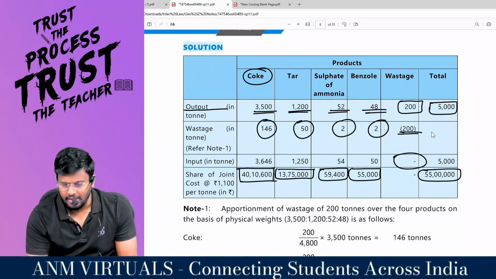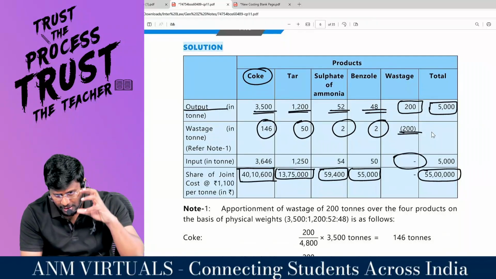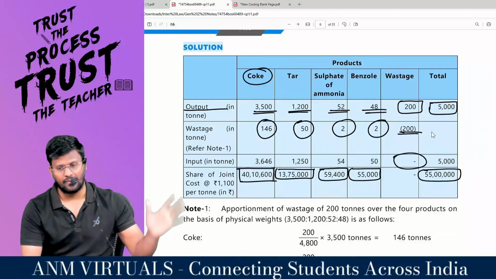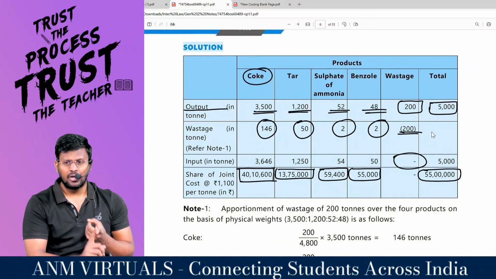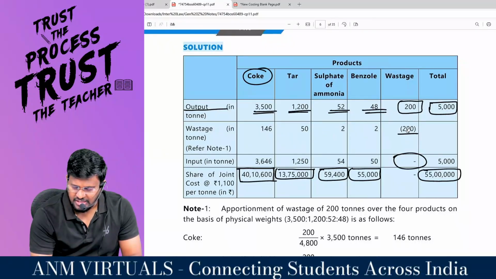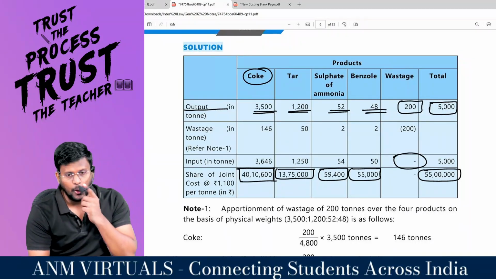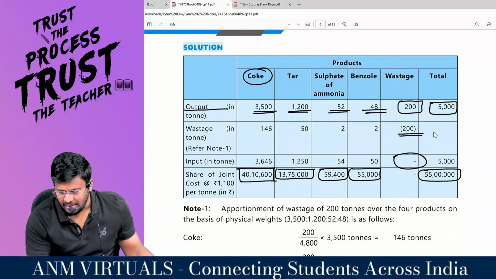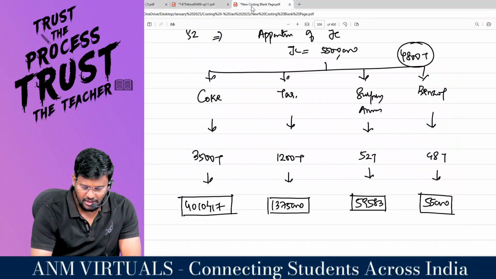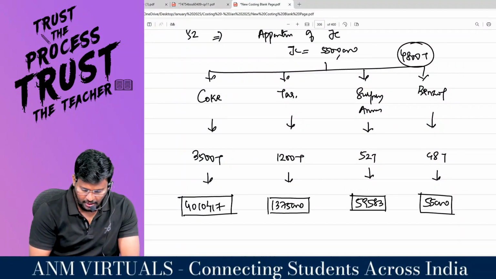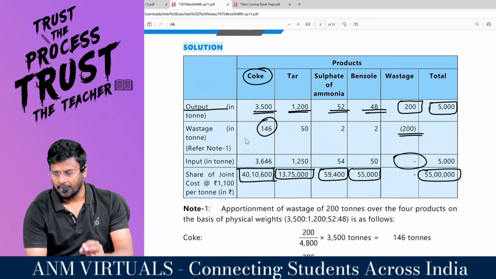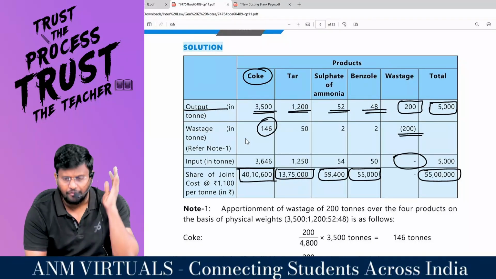Because 200 is waste. 200 is the total waste, not the waste for one particular output. Within this there will be waste of coke, waste of tar, waste of sulfate of ammonia, and waste of benzol. First you have to apportion the waste based on the ton. That is, we first have to split the 200 wastage. So 200 into the ton weightage we calculated, 3500 divided by 4800 comes to 146 ton, which is the normal wastage of coke.